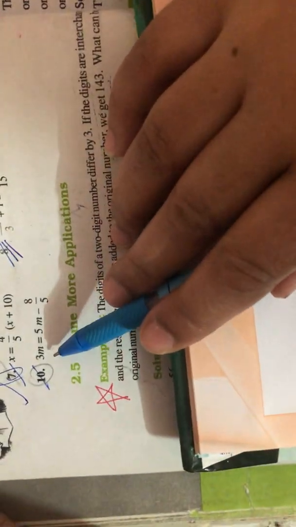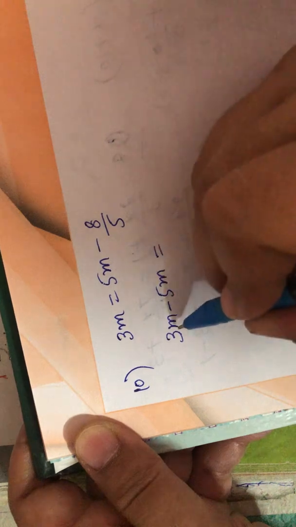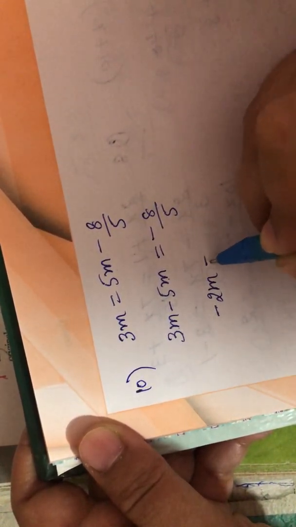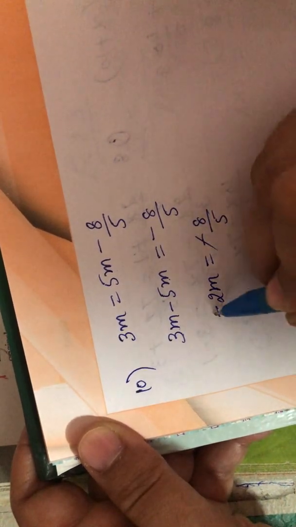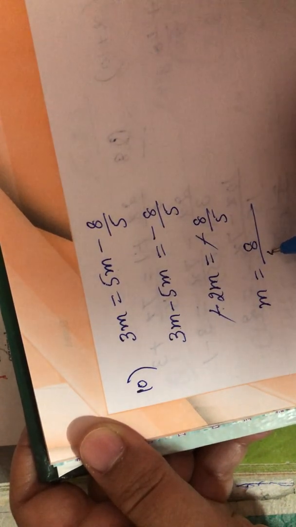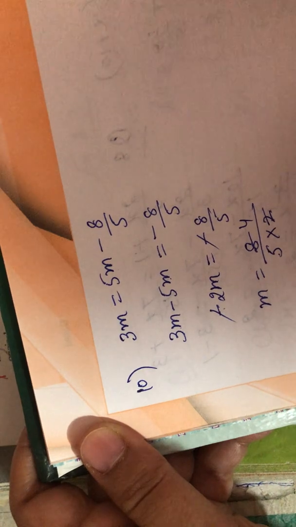In the same way, the 10th part. 3m is equal to 5m minus 8 by 5. This is a variable term, it will be transposed to the left side, it becomes 3m minus 5m is equal to minus 8 by 5. So it is minus 2m is equal to minus 8 by 5. This minus and minus cancel. Now you can see 2 and m are multiplying. So when it goes to the right side, it will divide by 8 and multiply with 5. So m is 4 by 5.